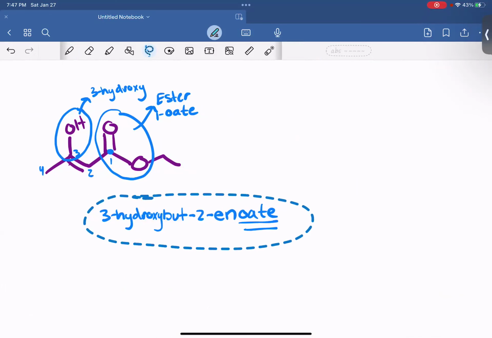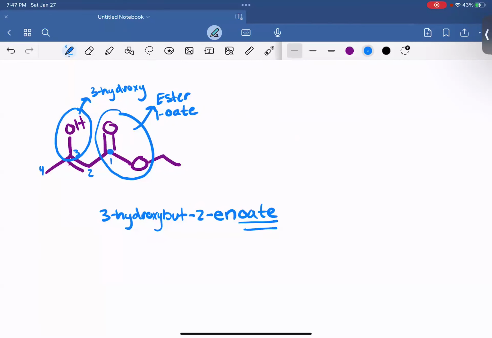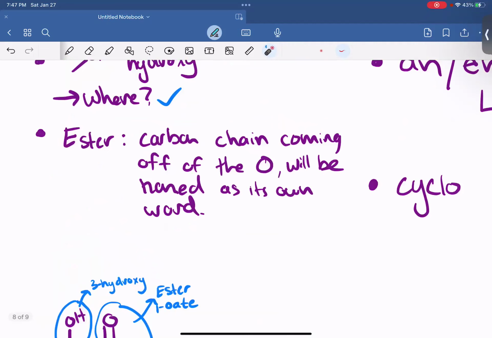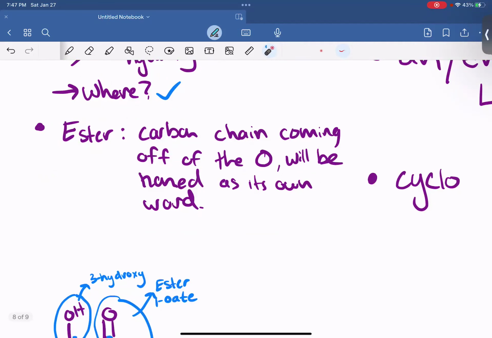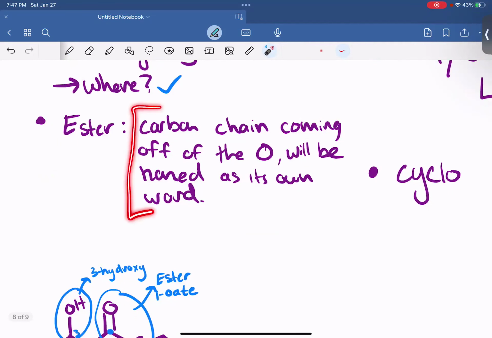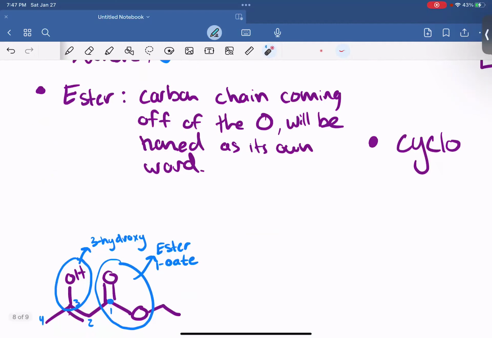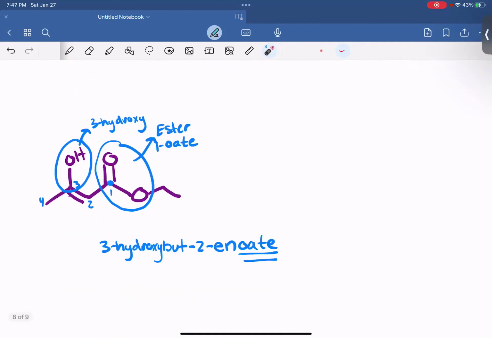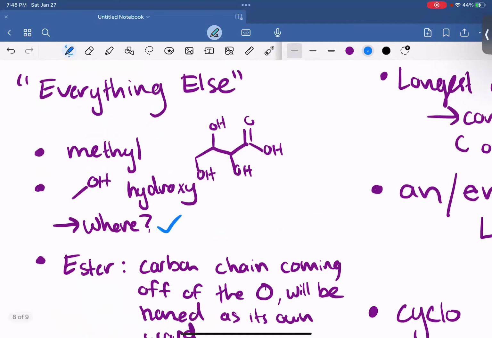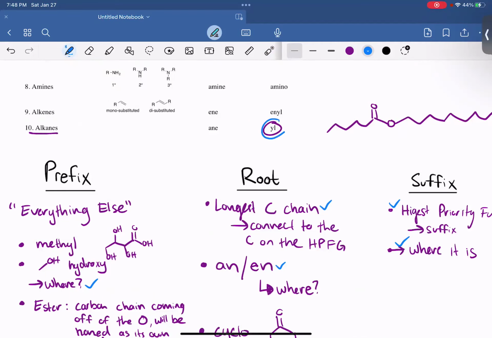And then you would probably say, well, that looks good. I named that molecule. But what we missed is this little carbon chain coming off the ester. That's a little special ester piece that we kind of defined up here. It's a carbon chain coming off of the oxygen, and we will name it on its own as its own word. So what is that? Well, it's 2 carbons long, which is eth. And how do we name a carbon chain? yl.